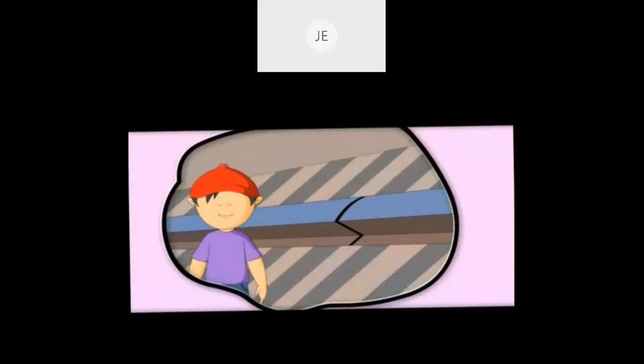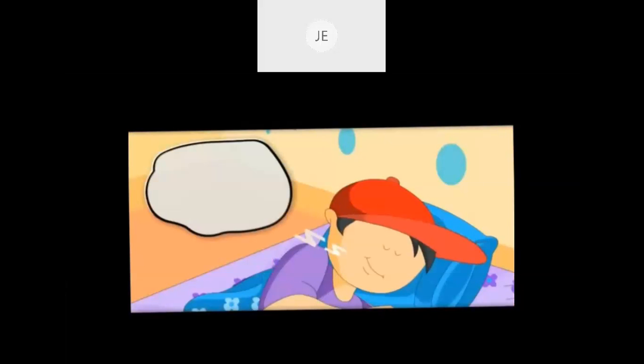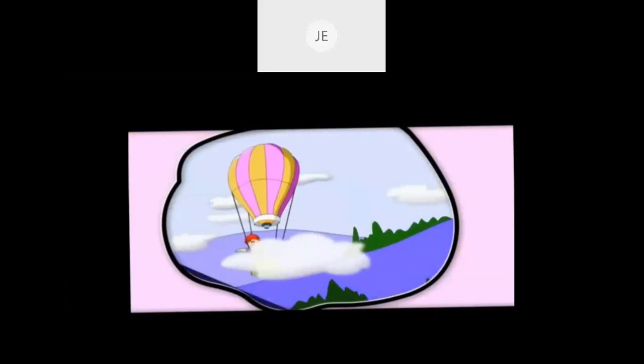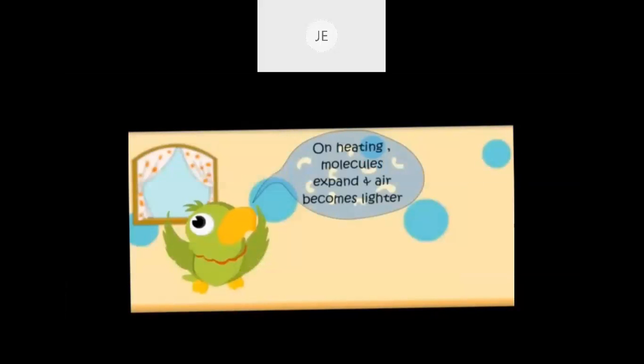In summer, these railway tracks expand. That is why they keep a gap in railway tracks. On heating, air molecules in the balloon expand and it becomes lighter, so it goes up. On heating, molecules expand and air becomes lighter.